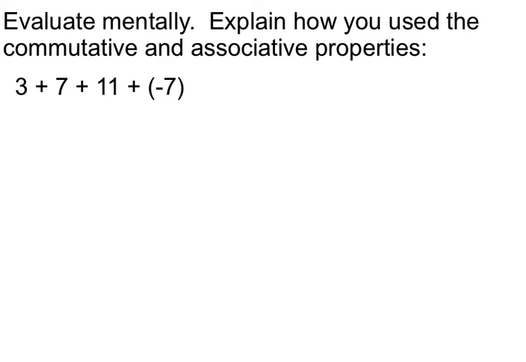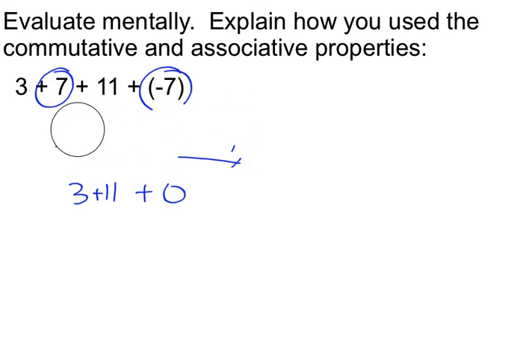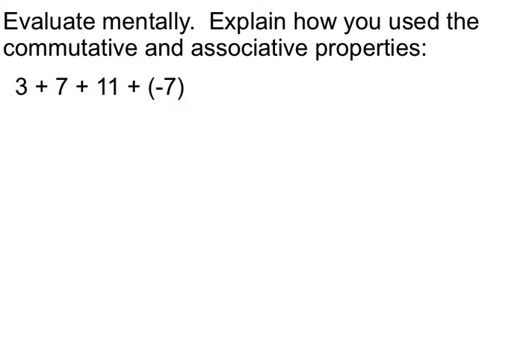One thing you might notice here is that 7 and negative 7. 7 plus negative 7 is 0. So using the commutative property, I'd probably rearrange these. This is just going on in your head. You wouldn't usually do this. Then I would group these together, add them together, and get 0. And you'd have 3 plus 11 plus 0. Now, as far as the mental arithmetic goes there, because you wouldn't usually write it, you would just say, well, 7 and negative 7 is 0, so I don't need to worry about 0. I just have 3 plus 11, that's 14, and you're done.